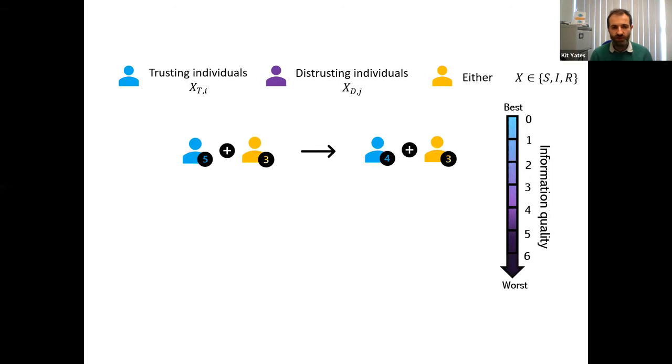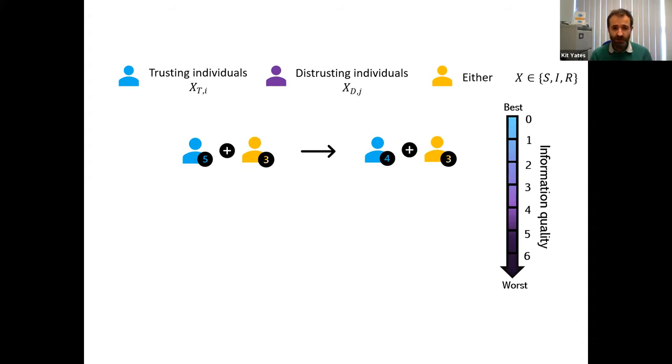So the higher the level, the worse the quality of information. Trusting individuals update their information when they encounter individuals with a better quality of information, and information loses quality when it gets passed. So here's a trusting individual meeting with another individual of any type, trusting or distrusting. They take on their information level, so three, but every time information passes, it degrades by one level because you're further away from the source of the information. So actually they end up taking on information level four because they interacted with someone at level three.